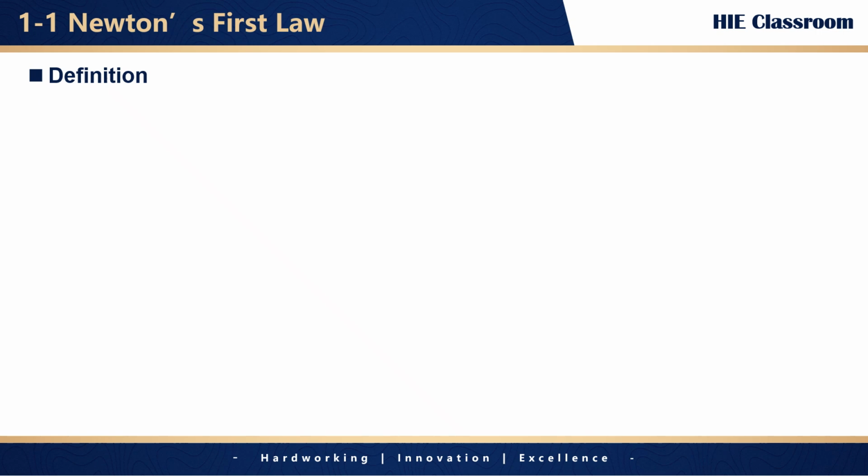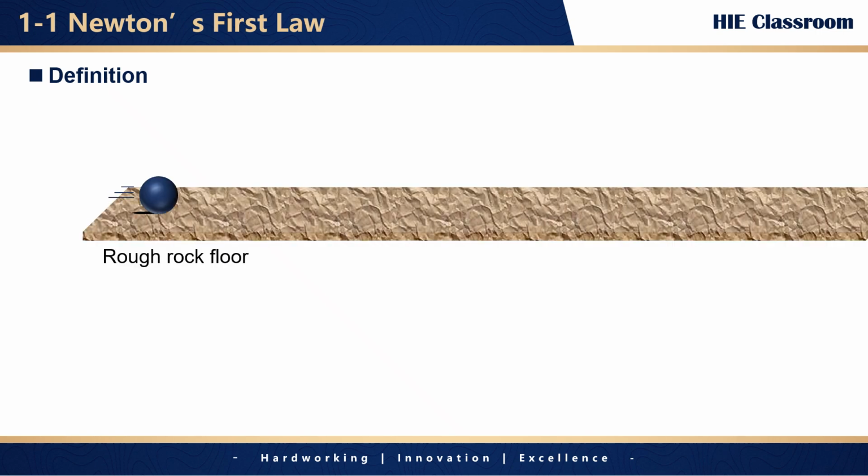Now, what about objects that are already moving? Let's think about a simple example. A puck sliding on a surface, a puck across a wooden floor. You notice that it slows down and eventually stops. That's because of friction acting on it.